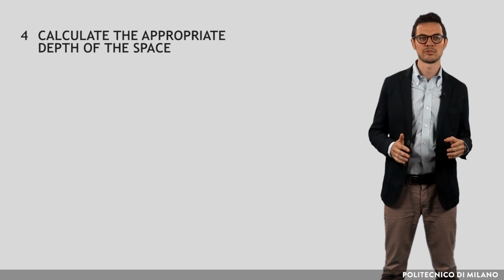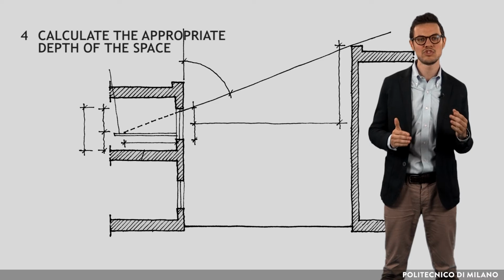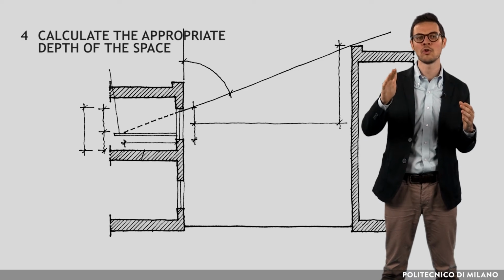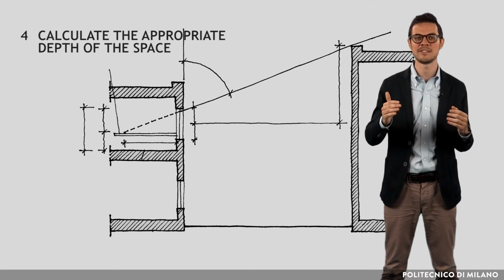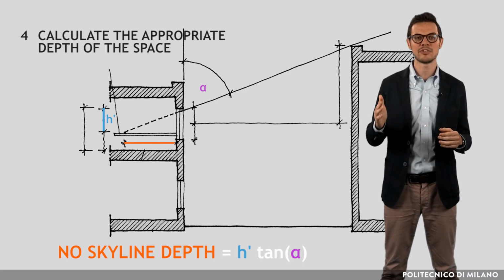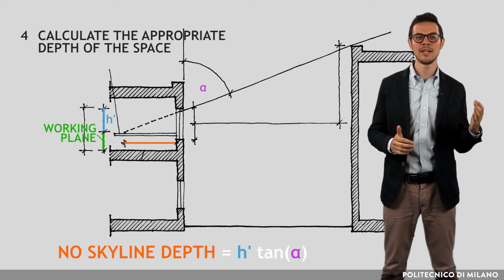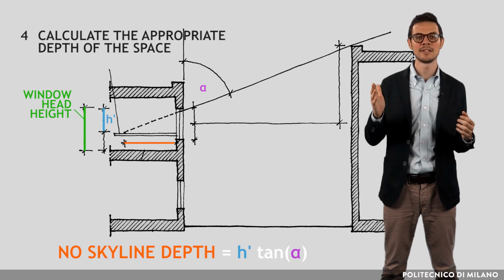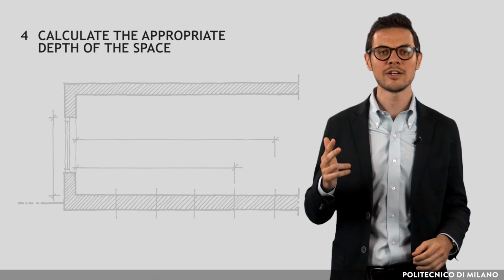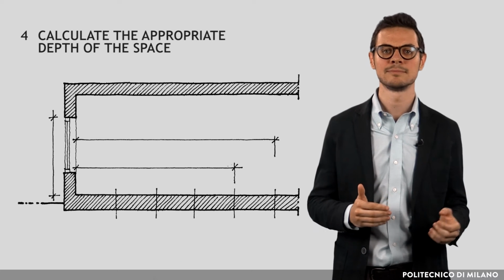The second factor that should be taken into account is the no skyline depth, which is the distance from the windows at which the sky is no longer visible from the inside space. It can be calculated through a simple trigonometric evaluation, knowing the height of the working plane, window head height, and no skyline angle. The third factor to consider is the depth of the daylight area.